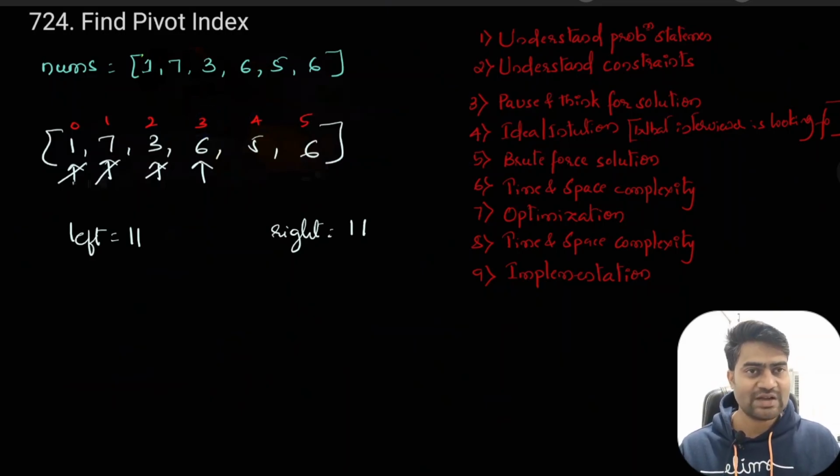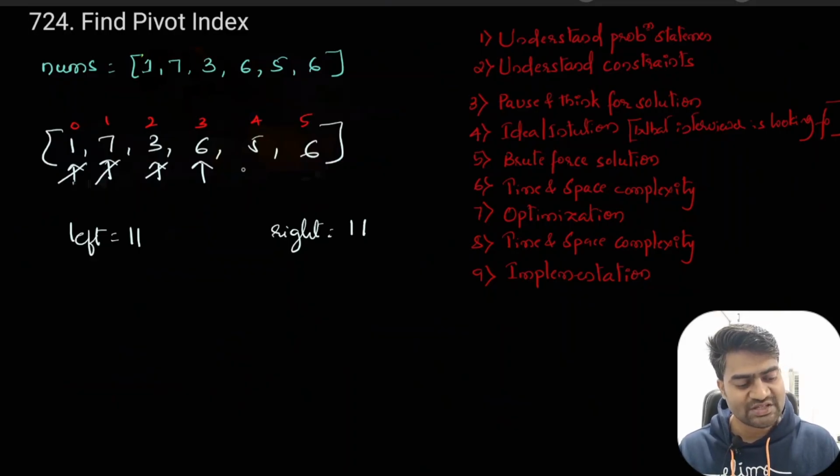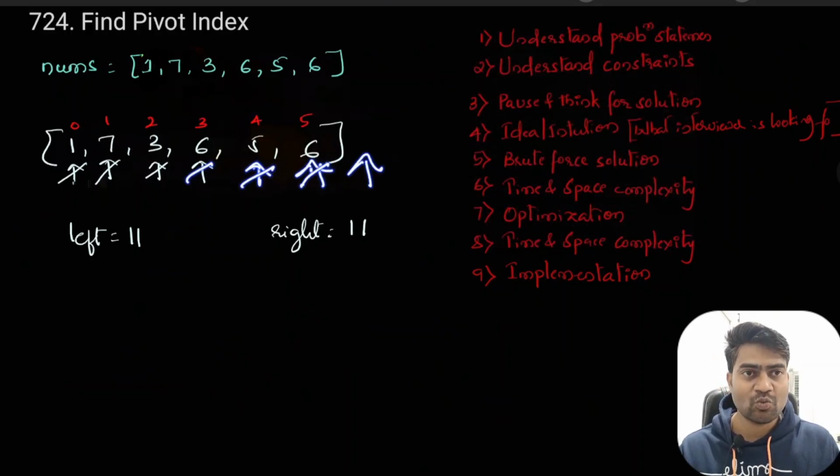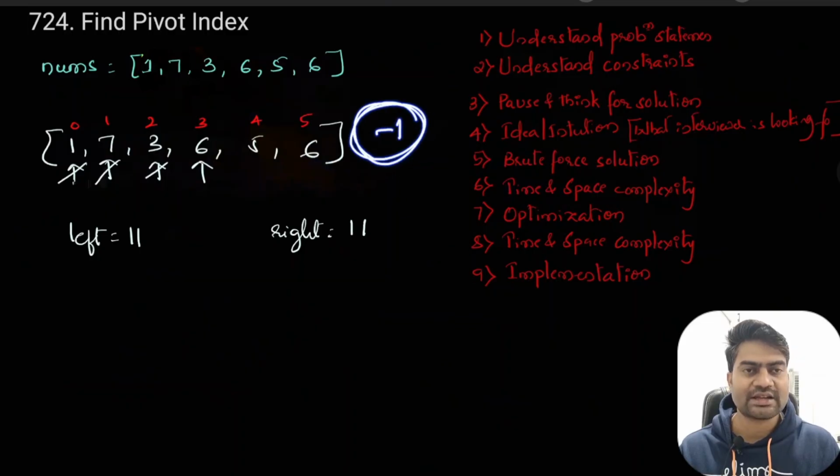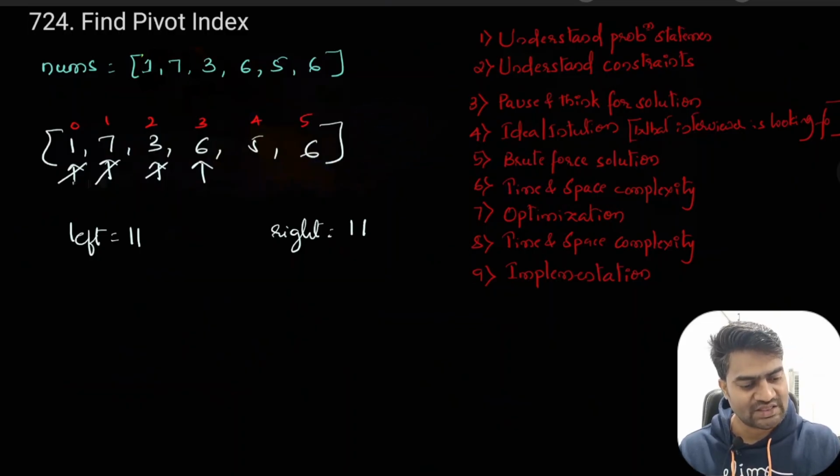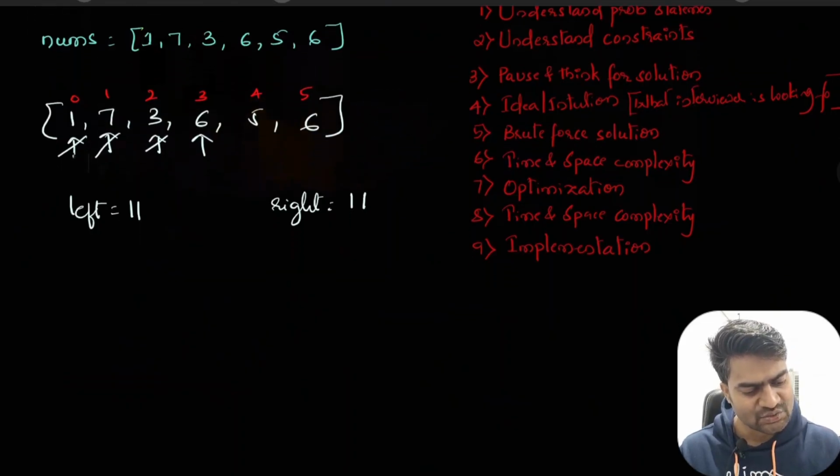So this is how we need to find it. In case there is no pivot index, then what happens? We will keep on moving this pointer next, this pointer next, and it will move out of the index. So if that is the case, then we don't find the pivot index. We will have to return -1 in that case. So with that, let us try to write the pseudocode.